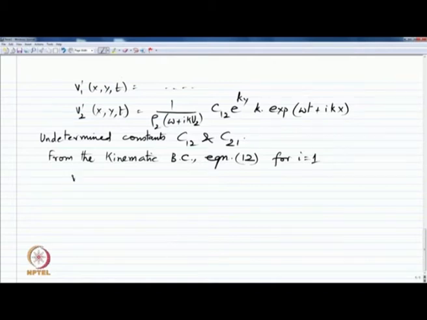So, let us write that down. What that says is V1 prime evaluated at y equal to 0.